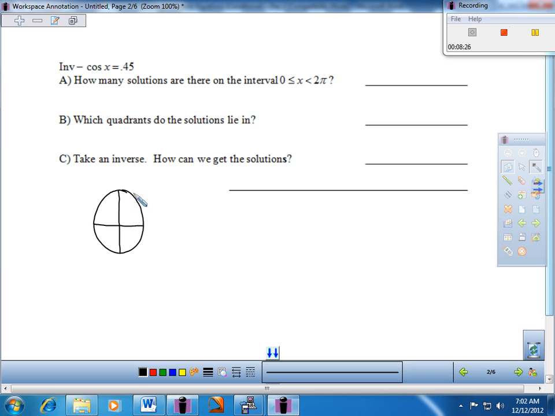So remember what that means, everybody, first and foremost. On the unit circle, and just on the unit circle only, what that means is that I would have an x value of 0.45.